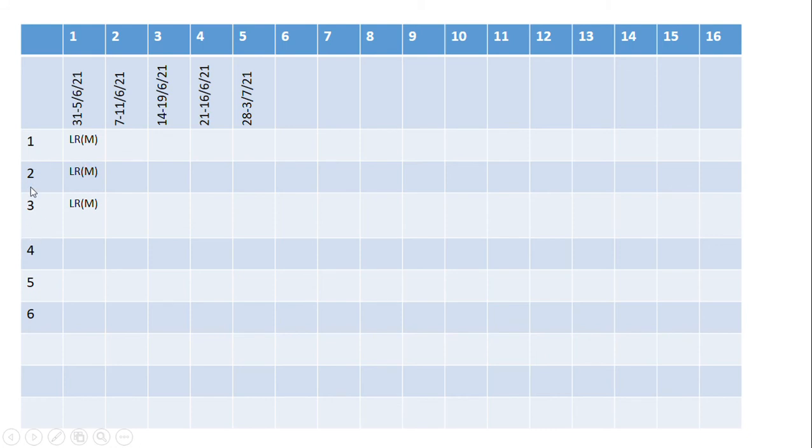For example, I have only 6, and here it is 30. This month onwards I have written 31 to 5. So like that you can give. And labor room morning, it is LRM, labor room morning, and these 3 students will go for labor room morning. These 3 students you can give for labor room evening, and next week they'll be in some other posting you can write. That's it.